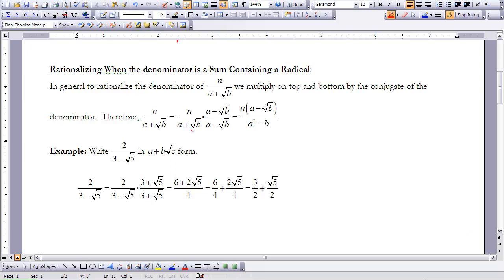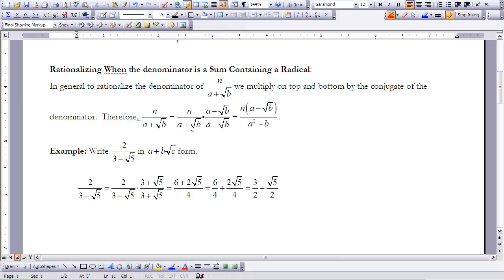We know that this can be a squared, then plus a root b and minus a root b, and then the square root of b times the negative square root of b would be just negative b. So we then have no radicals down here anymore, and we have n times a minus the square root of b. Let's try this with an example problem, 2 over 3 minus the square root of 5.